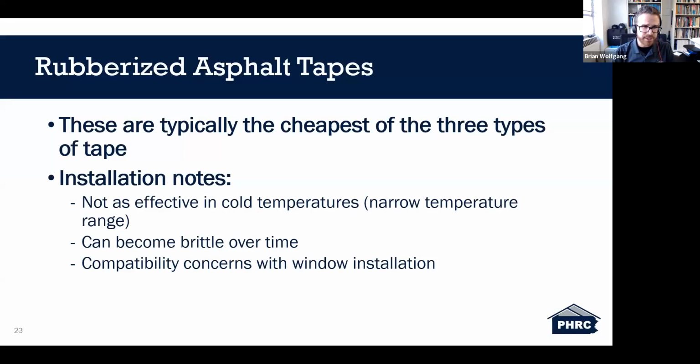So some installation notes with rubberized asphalts: typically a much narrower temperature range for allowable installation. It becomes really difficult to get those to adhere, especially in colder temperatures. You can have some issues with that adhesive bleeding out over time, and they can become brittle over time. So there's some durability considerations there as well. There are also some compatibility concerns depending on the type of window being installed. So certainly have their applications.